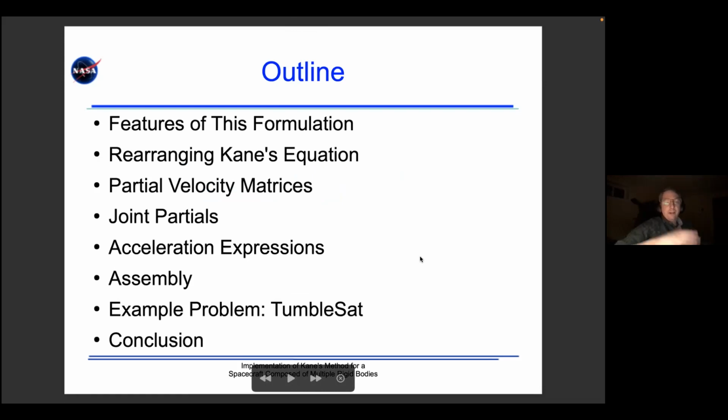So here's the outline. I'm going to talk about some features of this formulation and introduce Kane's equations of motion and talk about rearranging those. And then some of the building blocks that make this all possible: partial velocity matrices, joint partials, and expressions for accelerations. And then I'm going to put it all together, and at the end, I'll just talk a little bit about an example problem that kind of proves the implementation concept.